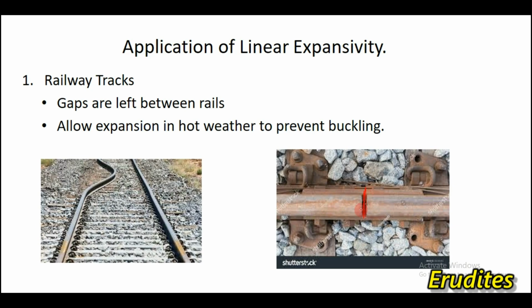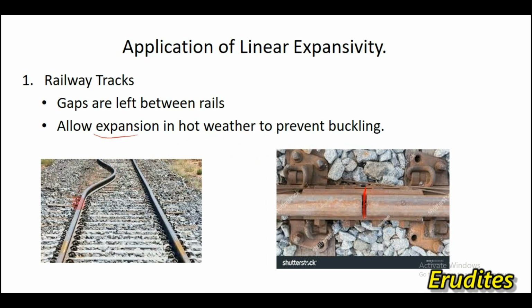So what is the essence of this extension gap that is made during the construction of railway tracks? This gap is to allow for expansion in hot weather to prevent buckling. In a situation where these extension gaps are not put in place, what will happen is buckling.